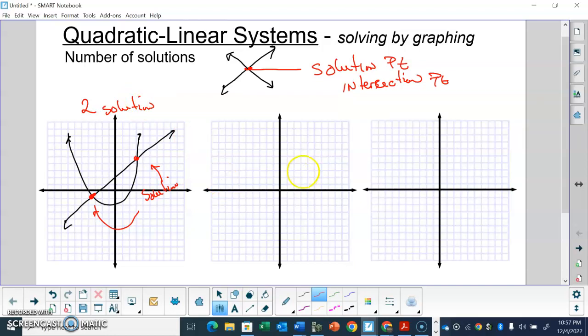Let's look at the next example we can have happen. Let's put a quadratic up, kind of like that. And then we can have a second equation that comes across like that. Now, they only touch at one point down there. So one point, one. So in other words, this is one solution, because they only intersect here. So this is the intersection.